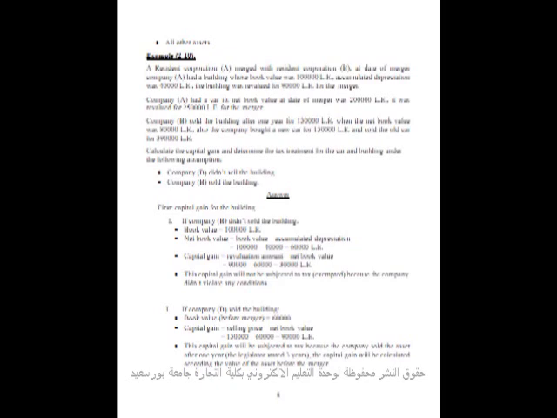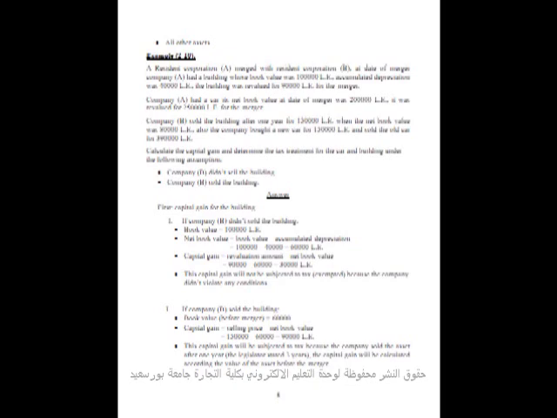Company B sold the building after 1 year for 150,000 Egyptian pounds when the net book value was 80,000. Also, the company bought a new car for 150,000 and sold the old car for 390,000. Calculate the capital gain and the tax treatment for the car and the building under the following two assumptions. The first assumption, if company B didn't sell the building. Assumption 2, if company B sold the building.